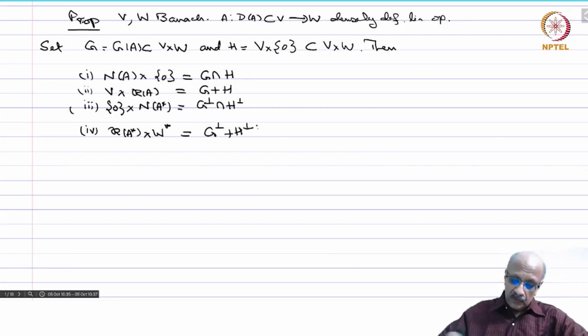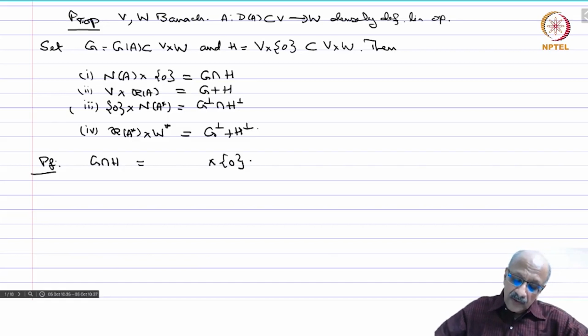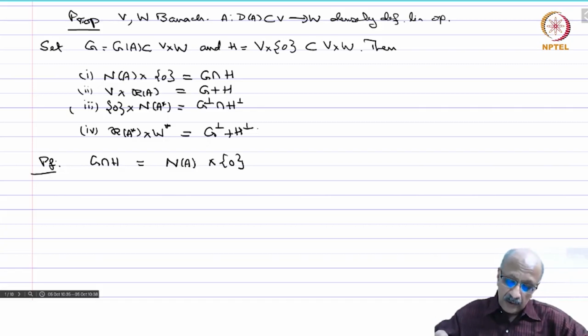Okay, this is almost an immediate thing, so proof. Let us first consider G intersection H. So H has the second coordinate 0, so G intersection H will be something cross 0, that is clear. Now what is in G? The first coordinate is in the domain of A, and the second coordinate, if it has to be 0, then this has to be the null space of A. So that's why we get that.